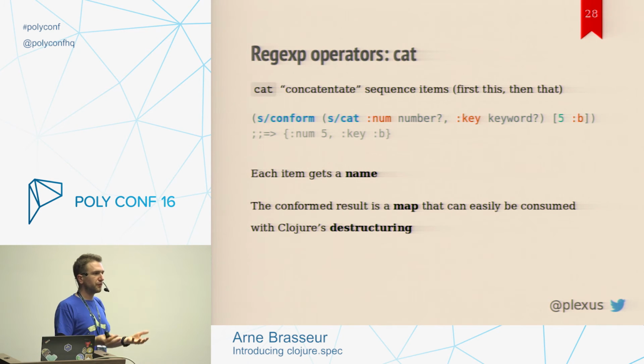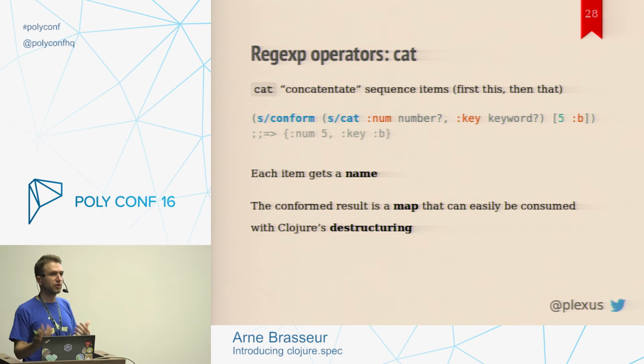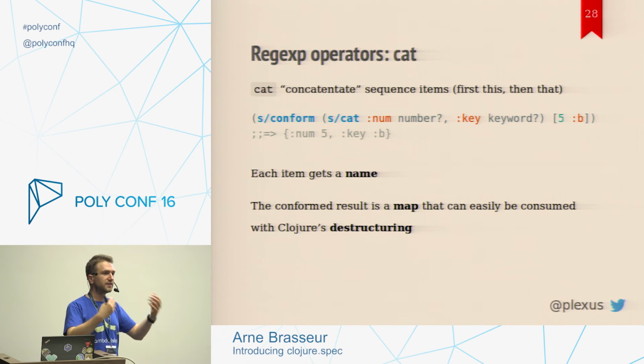And then if I use this conform function, what I get back is not the original data, but a map using those names. And so Clojure actually has a destructuring feature which works really nicely with those maps. So it makes it easier to process that data later on.